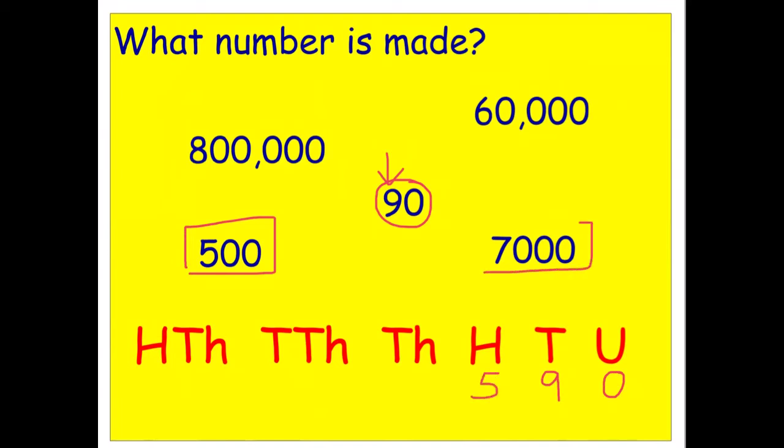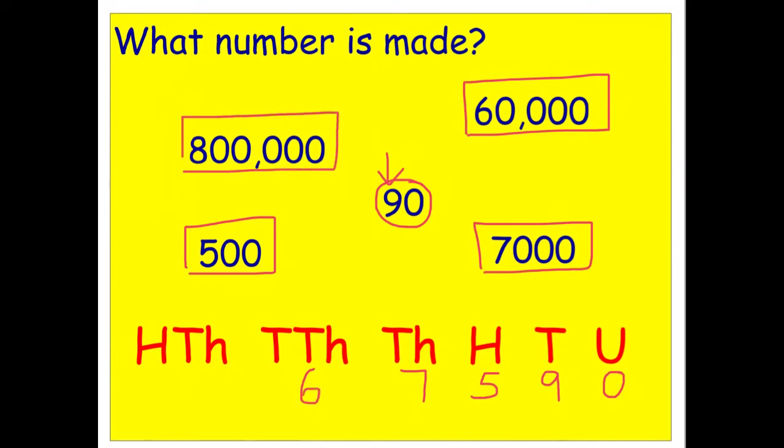My 4-digit number is my thousands, there's 7 of them. My 5-digit number, 60,000, so there are 6 in my tens of thousands. And my 6-digit number, my biggest value, I have to put 8 in my hundreds of thousands. Put a comma in to make it easier to read. 867,590.